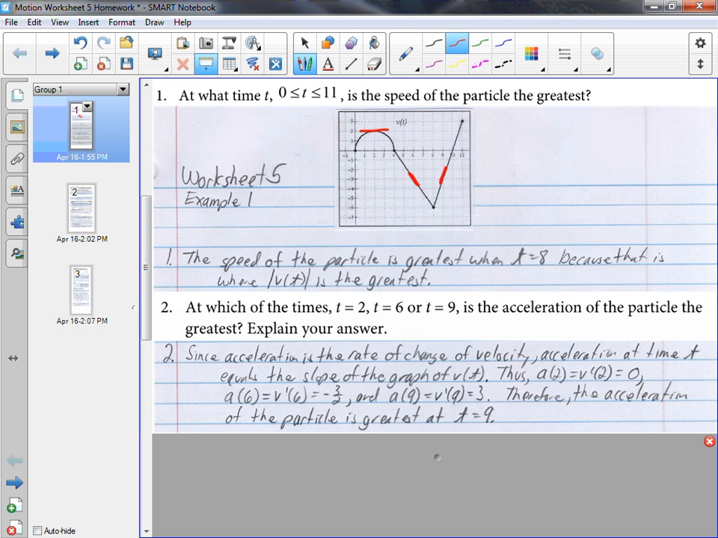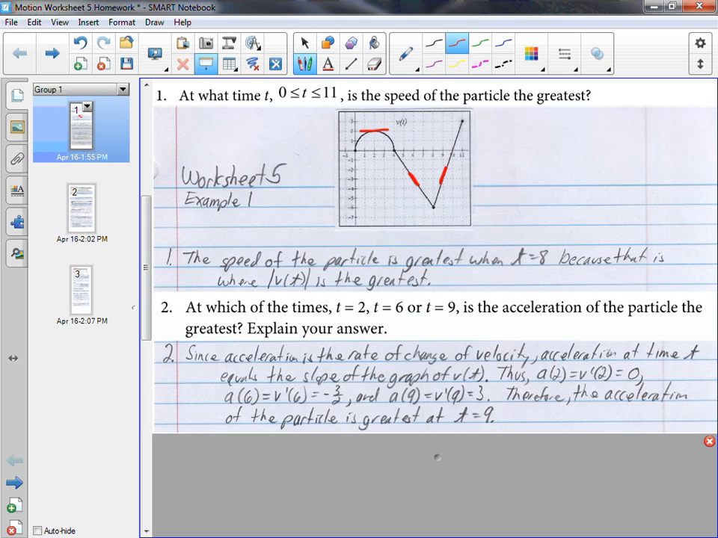In other words, A of t is v prime of t. A of 2 is v prime of 2. A of 6 is v prime of 6. A of 9 is v prime of 9. So I've just written out in mathy terms what we were talking about with the slopes, right? So at 2, A of 2, or v prime of 2, whichever one you want to keep calling it, call it both, is 0.